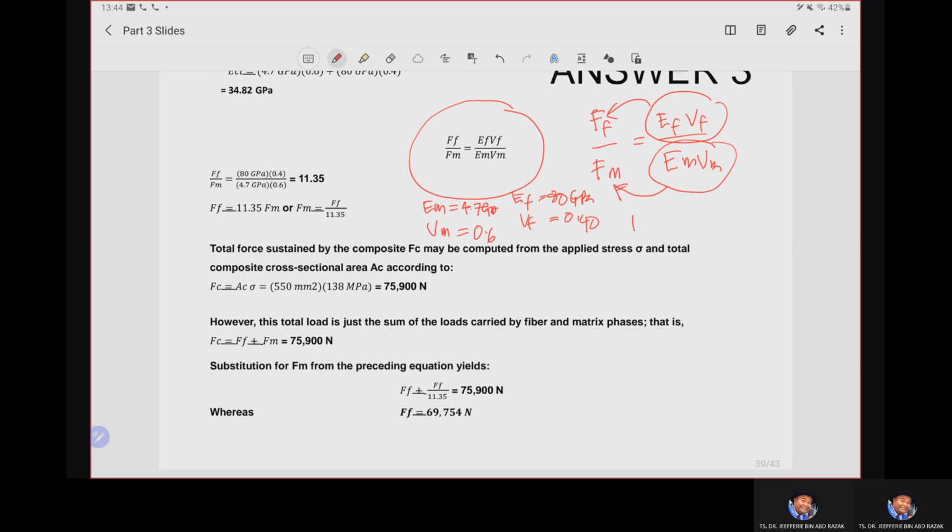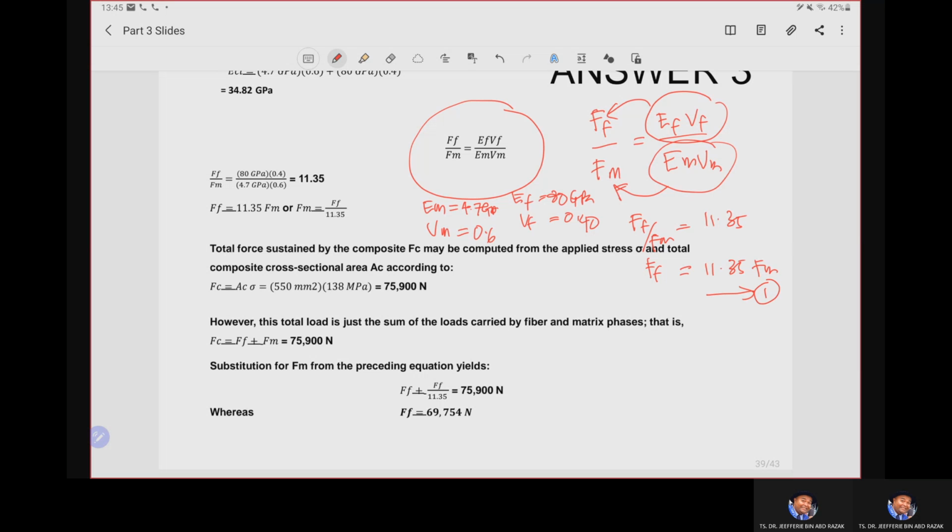Okay, we will have FF over FM equals 11.35, and then make it the title of our equation. So we will have FF equals 11.35 FM. So this is our first relationship.